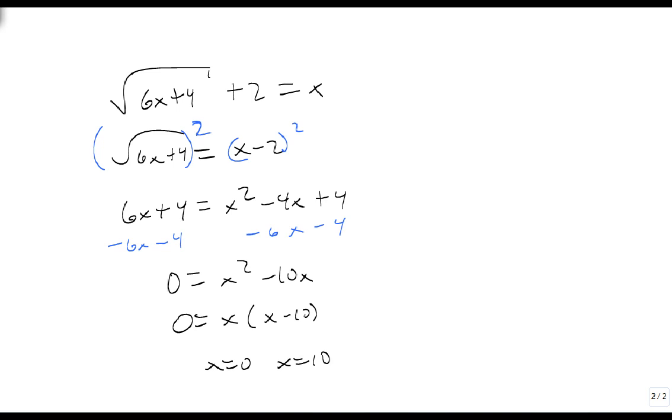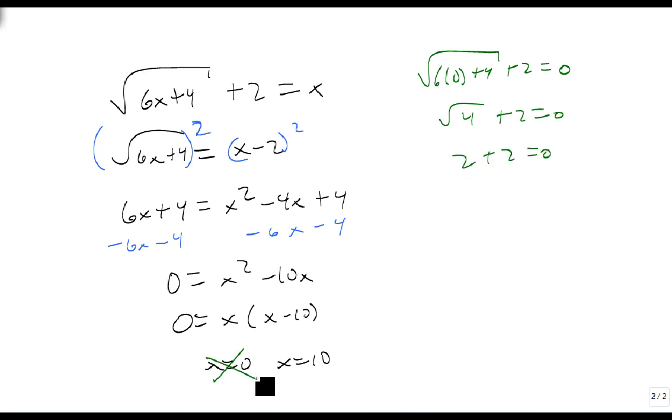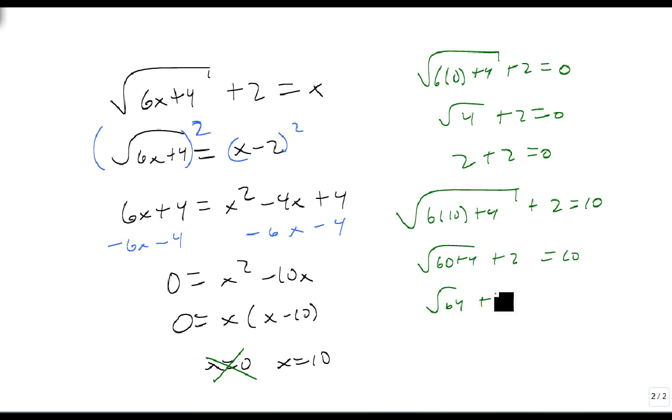So when we plug these in, let's start with the 0. The square root of 6 times 0 plus 4, plus 2 equals 0. Well, that's the square root of 4 plus 2 equals 0, or 2 plus 2 equals 0, which is false. So that one gets ruled out because 2 plus 2 is not equal to 0. On the 10, we get the square root of 6 times 10 plus 4, plus 2 equals 10, which is the square root of 60 plus 4, plus 2 equals 10. Square root of 64 is 8. 8 plus 2 is 10. 10 equals 10 on both sides. So this answer sure enough works, and our answer is just x equals 10.